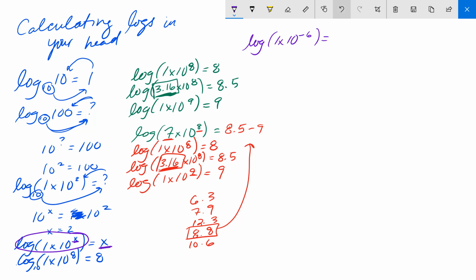It's just equal to the power on that 10. The same still applies here. The log of 1 times 10 to the negative 6 is just negative 6, and that holds true again for any negative exponent. What about the log of 1 times 10 to the negative 5th?